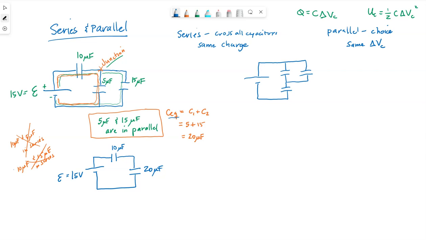Now, with this new circuit drawing, if I follow a path through the circuit, I must pass by the 10 microfarad capacitor, then I must pass by the 20, and then that will get me to the other side of the battery. There's no other choice. As I follow the path, I must pass by the 10 microfarad capacitor and the 20 microfarad capacitor, which puts them in series.